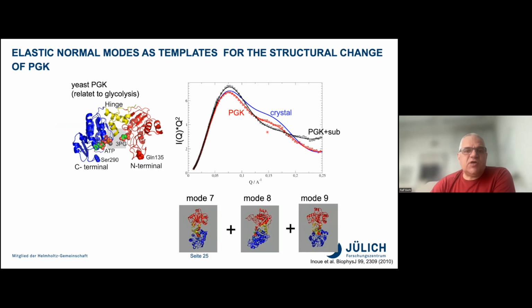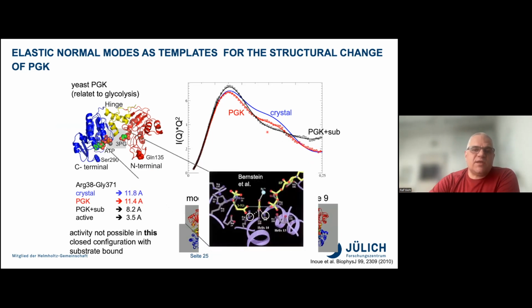With this knowledge now, we can go back to the structure and look at the center here. Here you see the phosphate, the sugar remainder here, and the adenine diphosphate here on the side. And we need here to have activity a very short distance between these two amino acids here. That should be around 3.5 angstrom. If you compare this to the crystal structure that's shown here, that is 11 or nearly 12 angstrom.